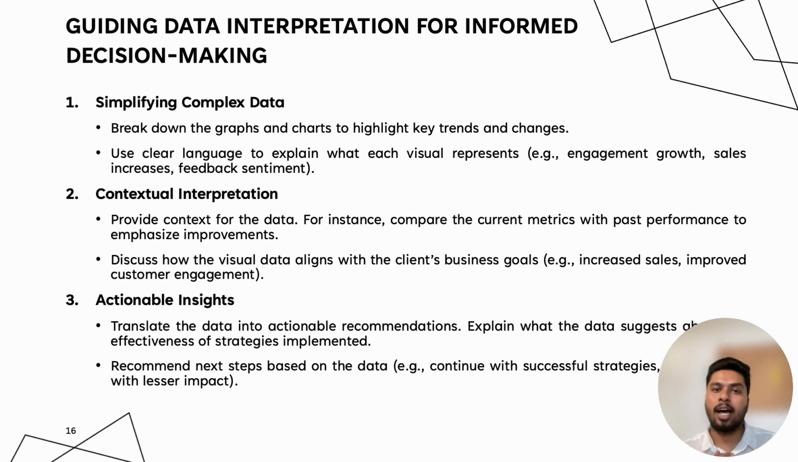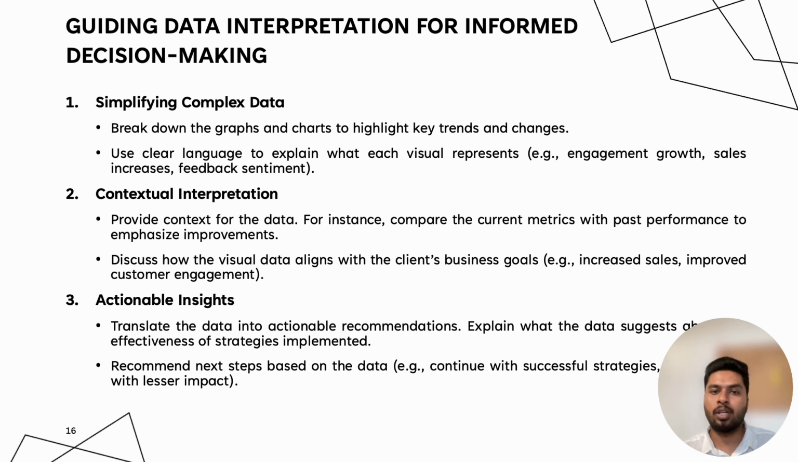Contextual interpretation was another key aspect. We didn't just look at the numbers in isolation, we compared them with past performance to emphasize improvements. For example, the increase in engagement metrics was compared with baseline data from before the strategy was implemented, which clearly showed the positive impact of our changes. Finally, we translated these data points into actionable recommendations. For example, the surge in engagement suggested that we should continue with our targeted content strategy while exploring new ways to engage our audience further.